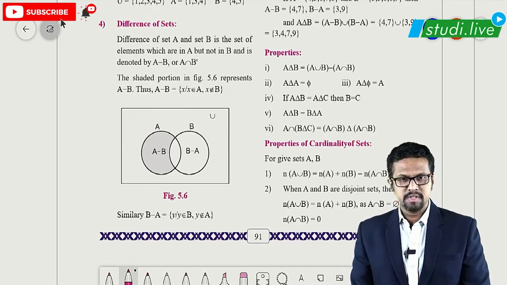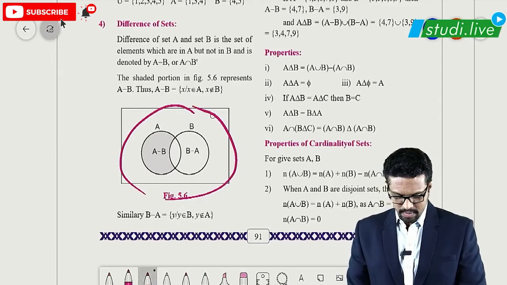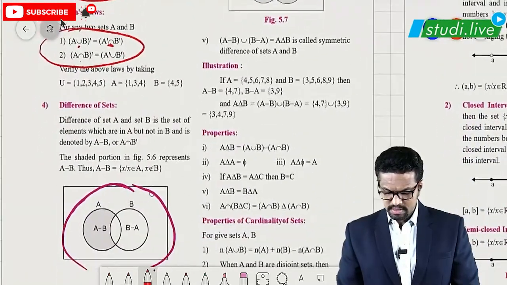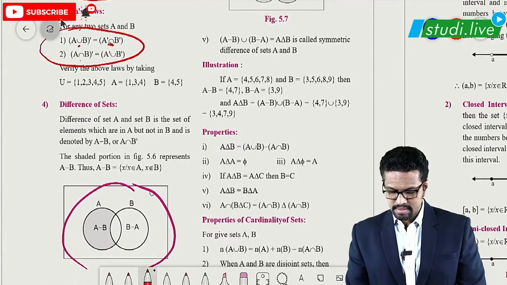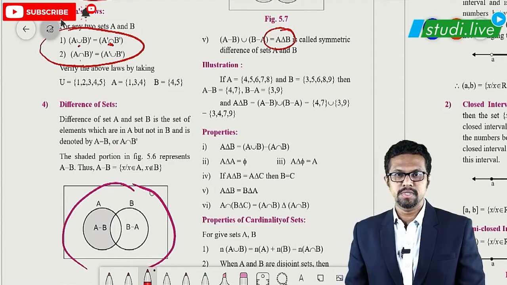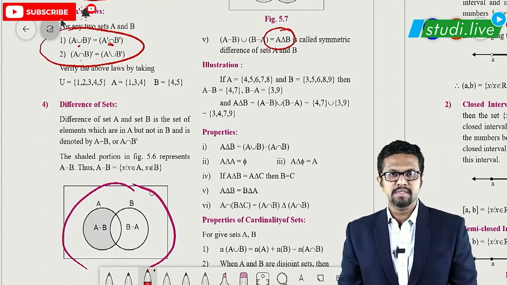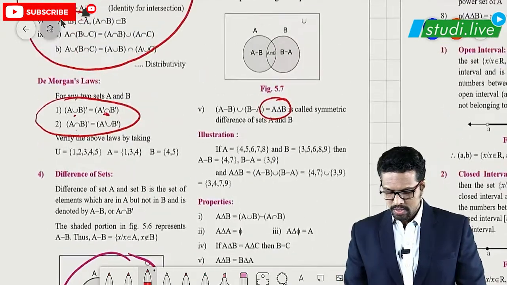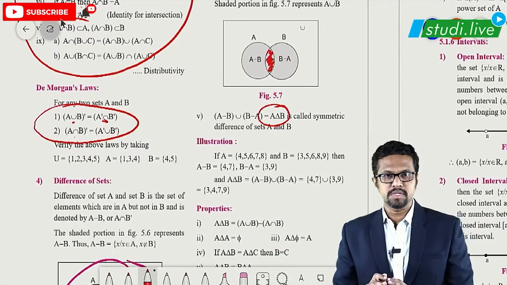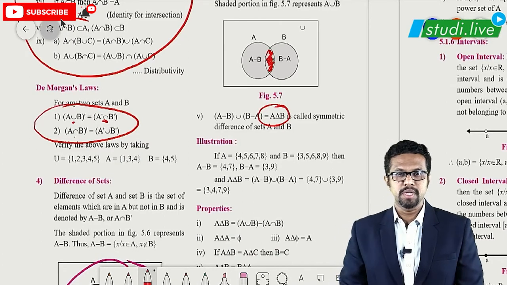This diagram itself is self-explanatory. What is A minus B and what is B minus A? Next, the property that we can see over here is the symmetric difference between the sets, that is A delta B. This is also an important formula. What is A delta B? It is basically A minus B union B minus A, so everything except for the intersection part. You can see in this diagram, whatever is except for A intersection B, that much is removed. Whatever is left, A minus B and B minus A together, that will be A delta B.